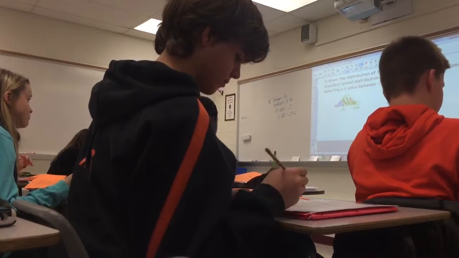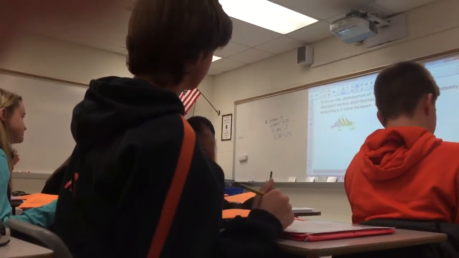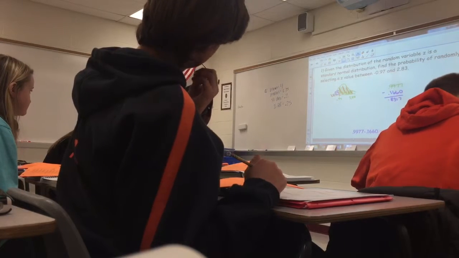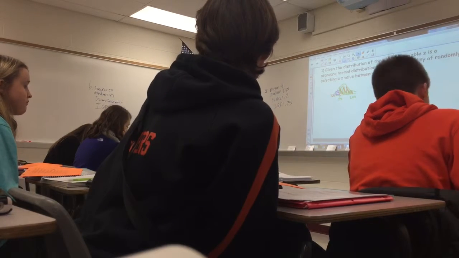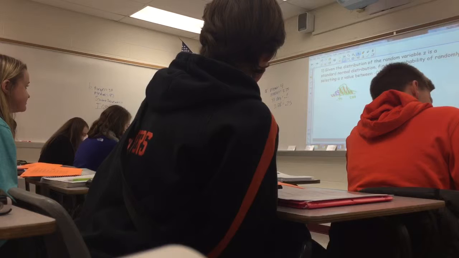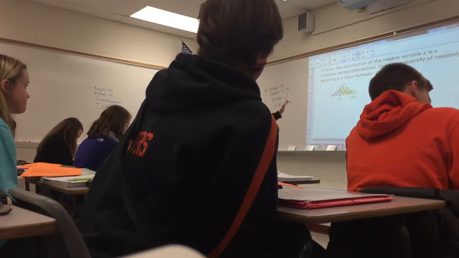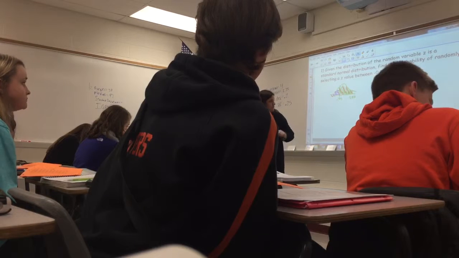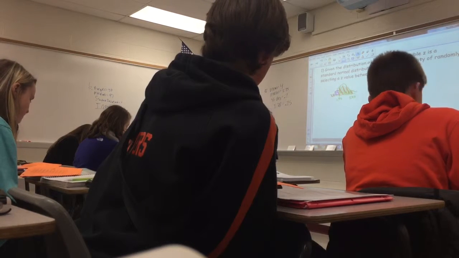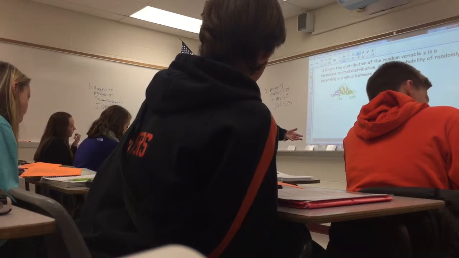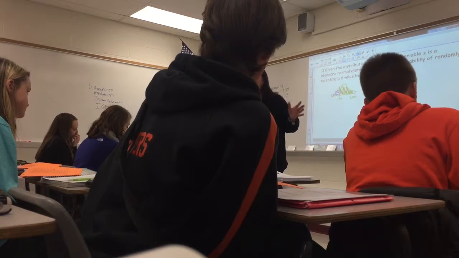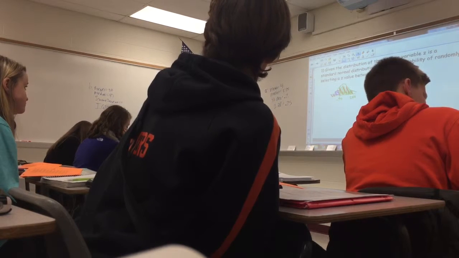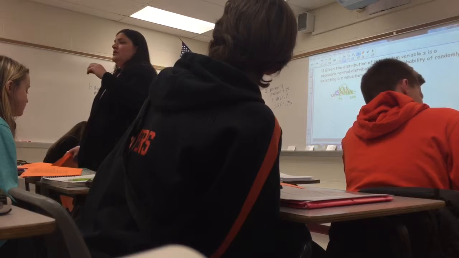Must be an answer down here somewhere. 0.8317 is the probability that if I just randomly select a value on the normal curve between negative 0.97 and 2.83, it is 0.8317 or 83.17%. Yes?